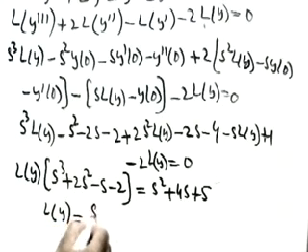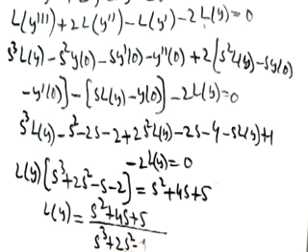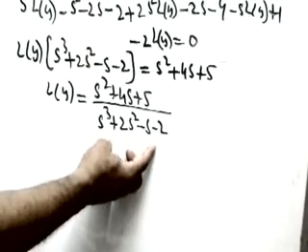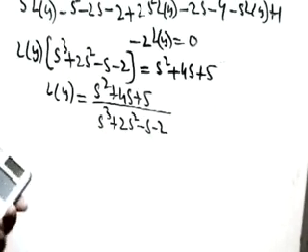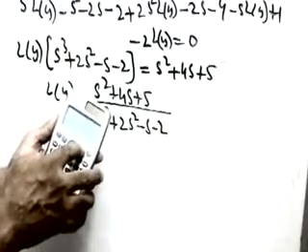Now Laplace of y equals s square plus 4s plus 5 divided by s cube plus 2s square minus s minus 2. Now watch carefully, this is a cubic equation. If you can factorize this, okay, you factorize, otherwise I will show you. We can use the calculator to solve this.